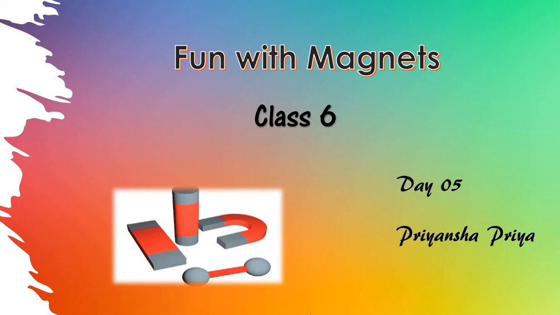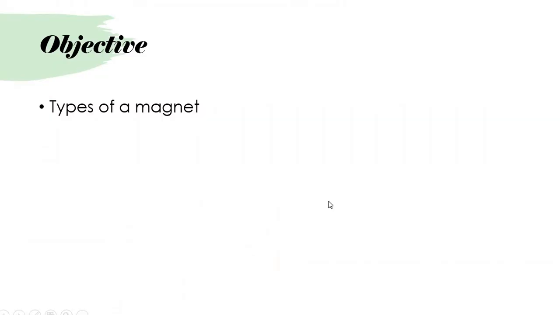Hello students, we are studying this chapter Fun with Magnets, and in the last class we studied how we can use a magnet to find a direction, in which we studied about the magnetic compass. Today in this class we are going to study about types of magnets.